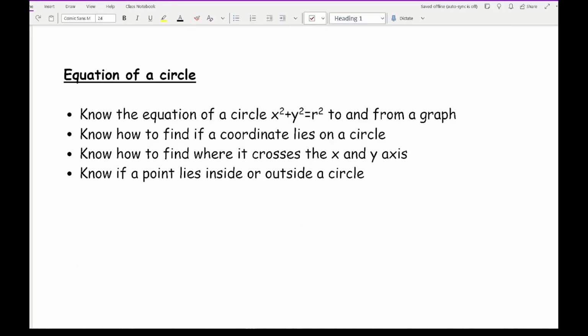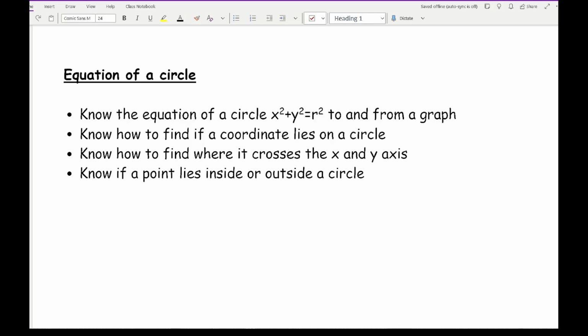So looking at the equation of a circle, some of the key points you need to make sure that you know and revise is that the equation of a circle is x squared plus y squared equals r squared, to and from a graph. Now, more often than not, if your teacher's pushed you and you've looked at the equation of a circle that's not centered at the origin, I don't think that's going to be applicable. So try and focus your revision on ones where the center is at the origin. You also need to know how to find the equation from a diagram, but also know how to plot a graph from an equation if that's given.